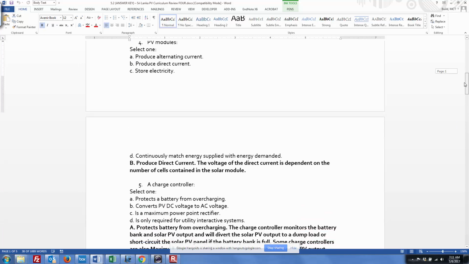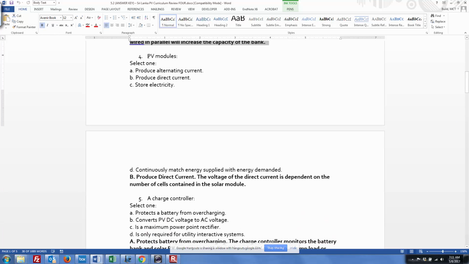The next problem, four, is PV modules, and the question is what kind of current they produce, and that's DC current, which is answer B.